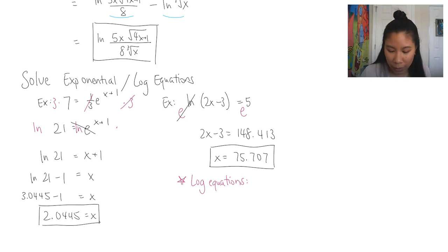So if we were to plug our x equals 75.707 back into our original equation where we were doing natural log of 2x minus 3, that 2x minus 3 part, you just have to make sure it isn't a negative number. And in this case, it isn't. So for log equations, you always want to plug your answer back into the original to make sure you're not taking a log of a negative number.